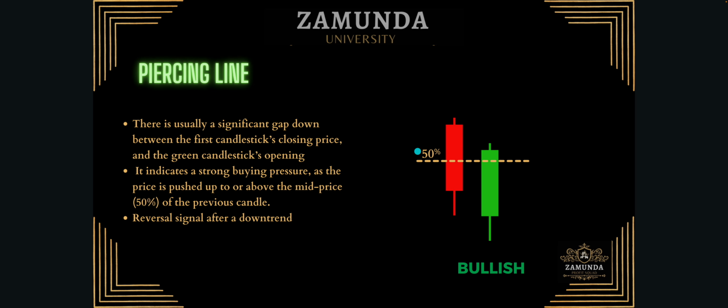The piercing line is also a 2-stick pattern made of a long red candle followed by a long green candle. There's usually a significant gap down between the first candle's closing price and the green candle's opening price. It indicates a strong buying pressure as price is pushed up to or above the midpoint, or 50%, of the previous candle.